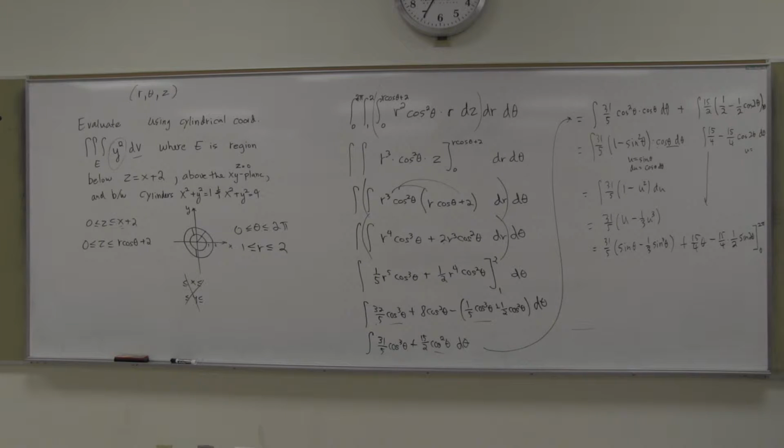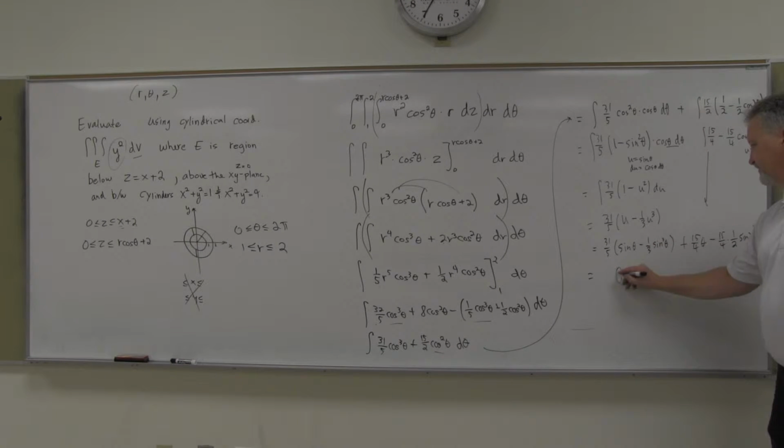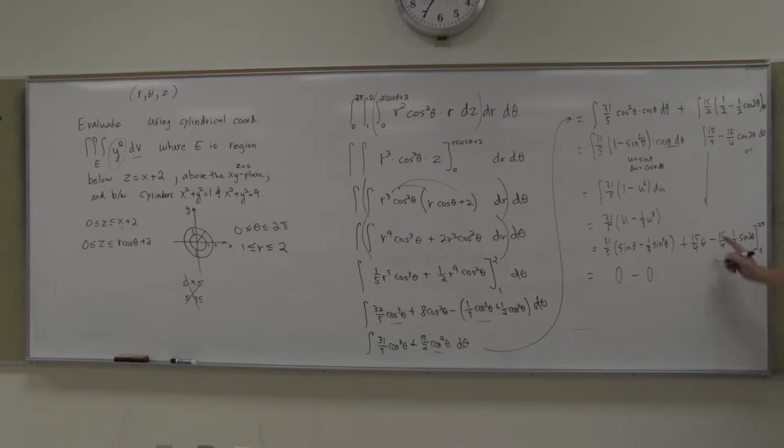Good news, a lot of these are zeros. Sine of 2 pi is 0, so all this is 0 here. 15/4 times 2 pi, you gotta plug that in. But then you have sine of 4 pi, that's 0. And then plug in the zeros, well sine of 0 is 0, so that's all 0. 15/4 times 0 is 0. Sine of 0 is 0, so yeah. It's 15 pi.